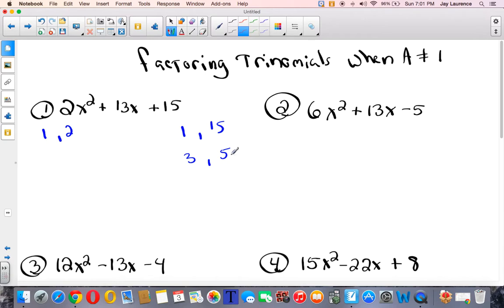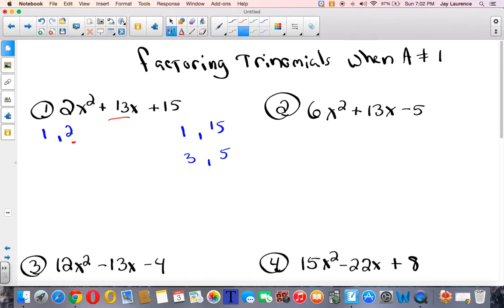Now, my goal is to get this middle number. Sometimes I'm going to be adding, or sometimes I'm going to be subtracting to get that number. Here's how I tell. If C is positive, I add. If C is negative, I subtract. So, let's try it. Let's go 1 times 1, that would be 1, and 2 times 15, that would be 30. Added would be 31. That's way too big. I only need 13.